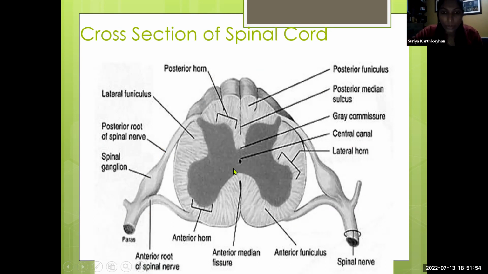In the gray matter, we have seen there is a gray commissure. This is a transverse gray commissure in the gray matter. In the same way, in the white matter, we have the anterior white commissure, through which the axons from this side will be crossing to that side. There will be crossing of fibers. In the spinal cord level itself, the axons will be crossing from one part to another. So this crossing will happen at the anterior white commissure. That is how the anterior white columns are joined together by the white commissure.